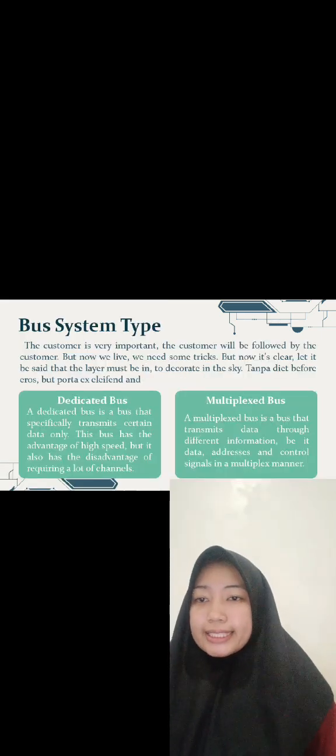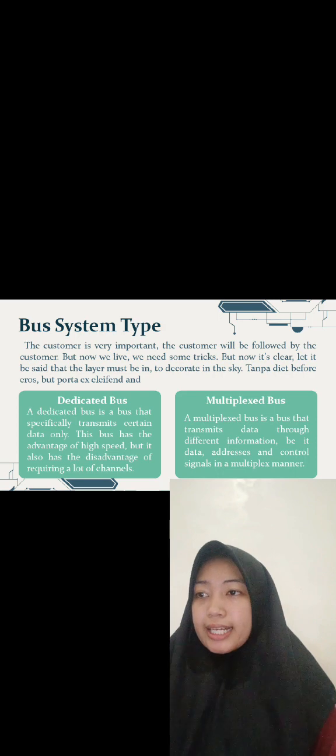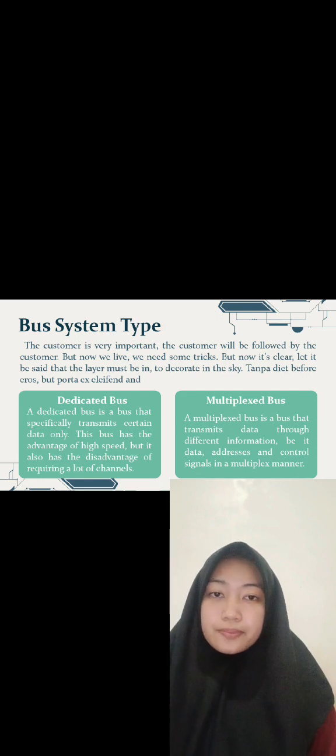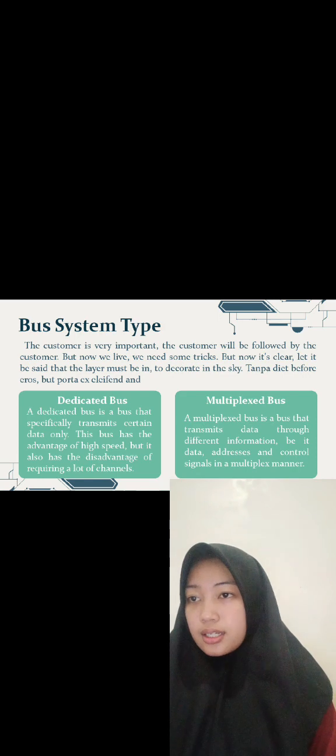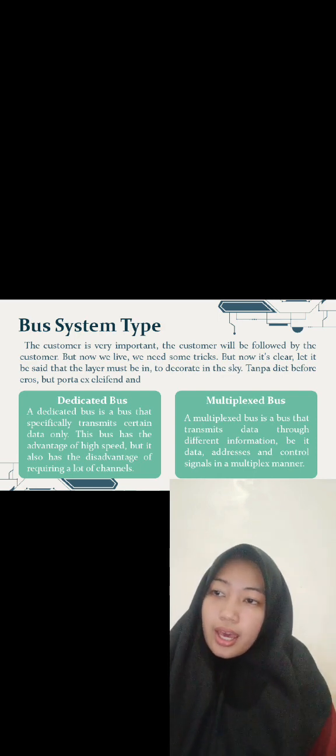Next, bus system type. The customer is very important. The customer will be followed by the customer, but now we live. We need some tricks, but now it's clear. Let it be said that the layer must be in. To decorate in the sky. Tanpa diet before errors, bird parta X, alleviate.